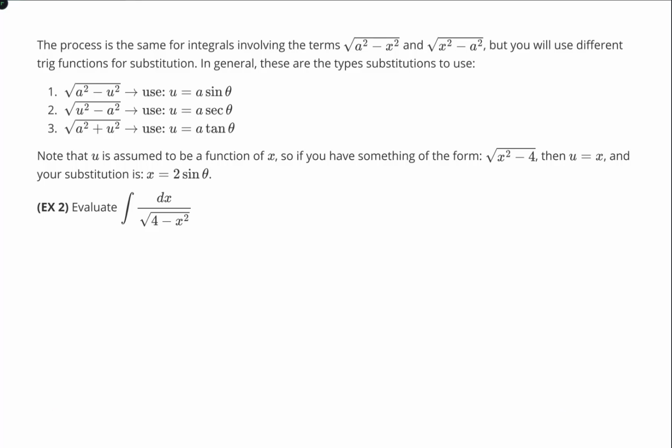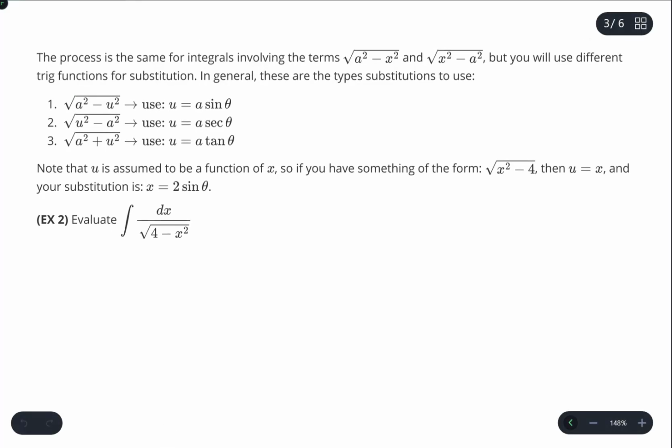So if you have a form that's the square root of a constant minus a function, then you're going to use sine theta for your substitution. If it's a function minus a constant, you're going to use secant as your substitution. And if it's a sum of a constant and a function, you would use tangent as your substitution.